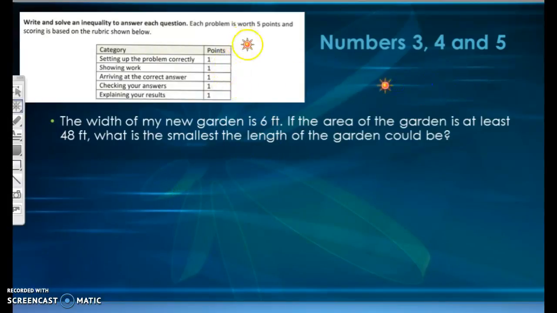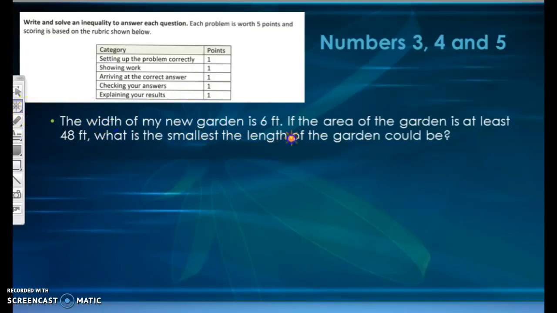You will notice on the worksheet that there is a rubric. You're getting 5 points per question, so you really need to keep glancing back at your rubric through every question that you walk through. Setting up the problem correctly, showing your work, arriving at the correct answer, checking your answers, and explaining your results. Okay? So that's a lot of points for each question.